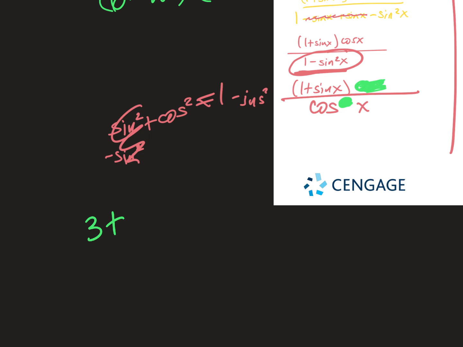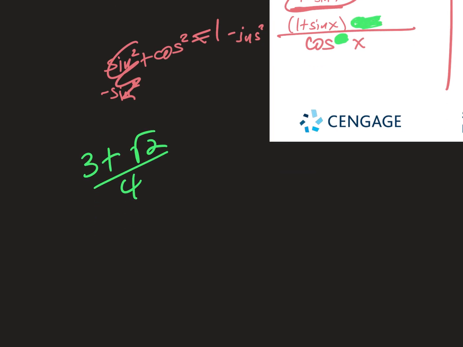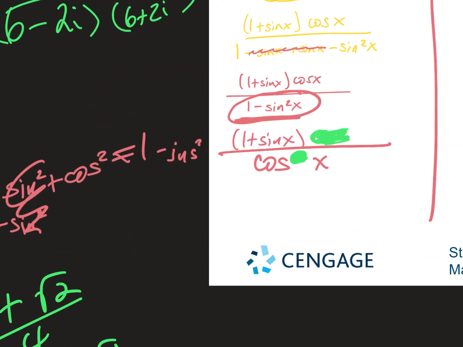3 plus square root of 2 over 4. How can I rewrite that? Can I separate it? To what? 3 over 4 plus what? Square root of 2 over 4? You guys agree? 2 terms in the top, I can separate it. So can I do the same thing here? Just because it's not numbers, that's okay. We're going to think algebraically. We're going to work trigonometrically, but we're going to think algebraically.